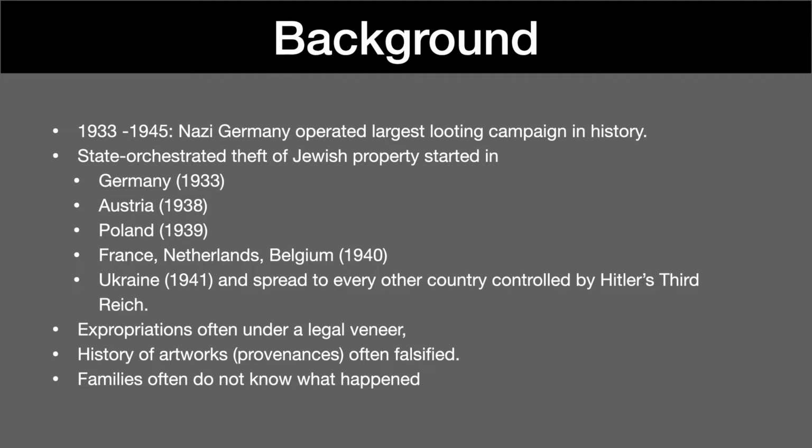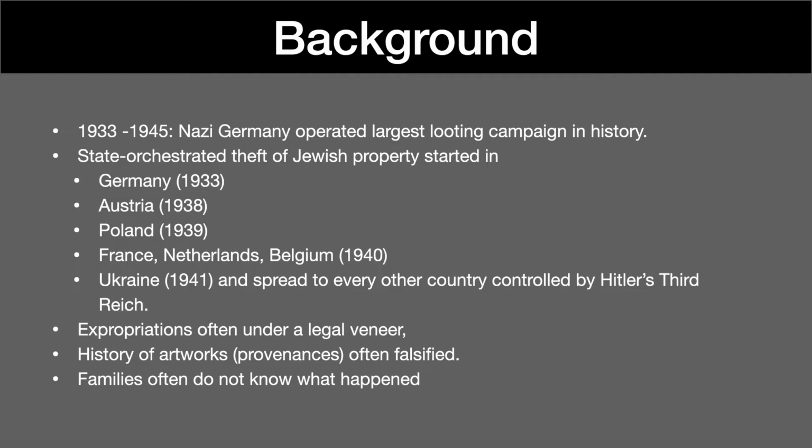In this case, we're talking about Nazi looted art, forced sales, duress sales, that occurred between 1933 and 1945. Dates are different depending on the country. Germany, it starts in 1933, Austria 38, Poland 39, France, Netherlands, Belgium, with the German occupations in 1940, Ukraine 41, and spreads to every country controlled by Hitler's Third Reich.